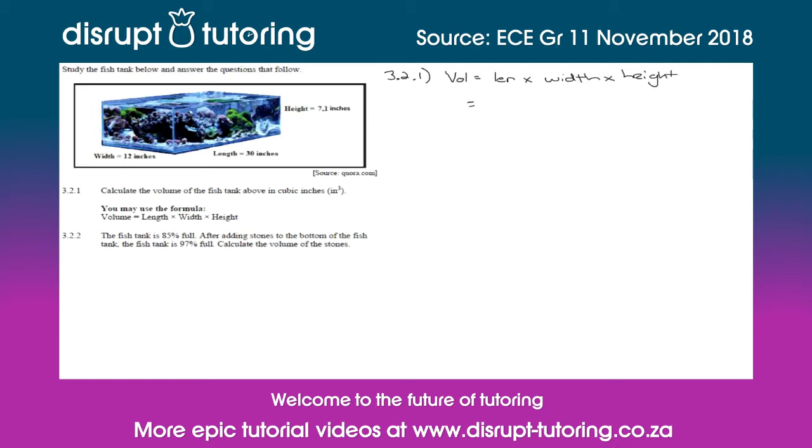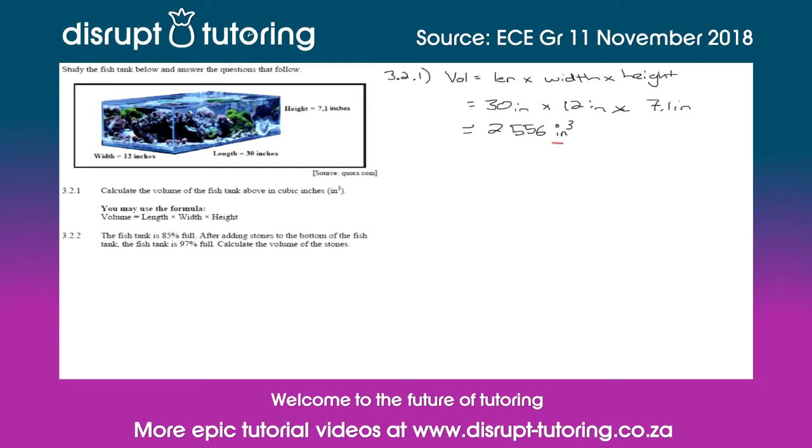So we sub in. They've told us that our length is 30 inches, so it's 30 inches times, they said our width is 12 inches, so it's times by 12 inches, and then you can multiply this part by your height, which is 7.1 inches. In your calculators, you type in just the 30 times the 12 times the 7.1, and I get a total of 2,556 inches cubed.